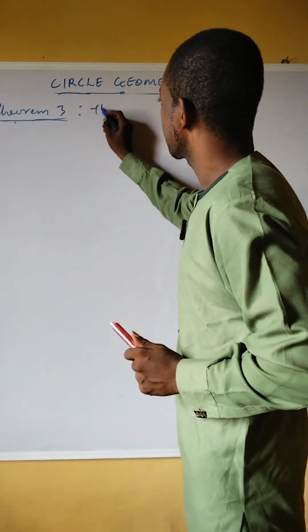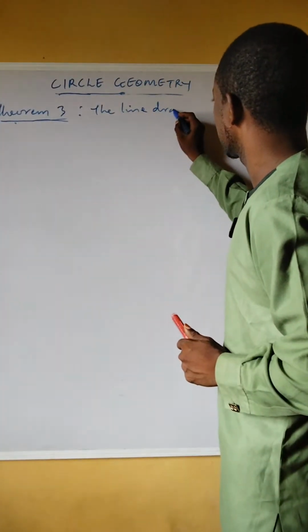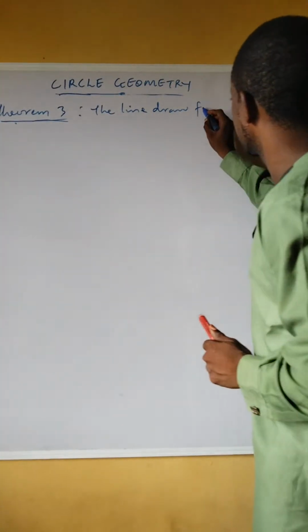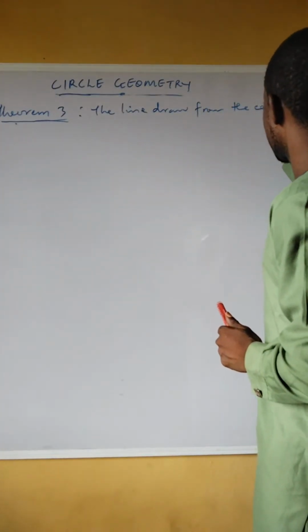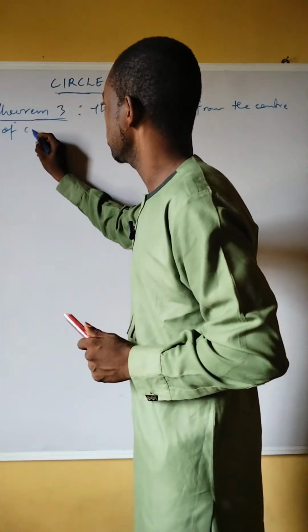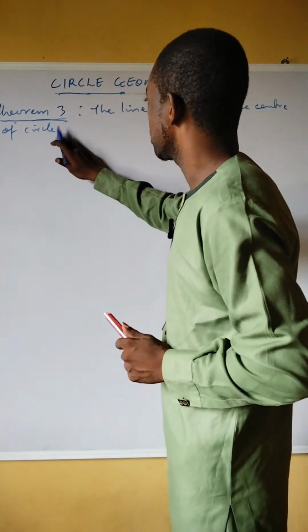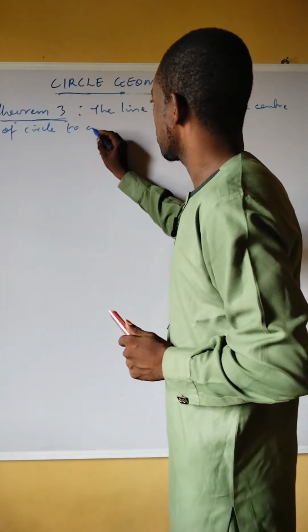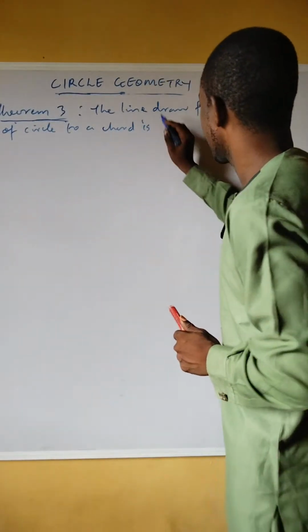So the line drawn from the center of a circle to a chord is perpendicular.